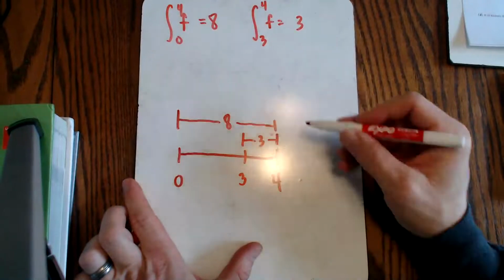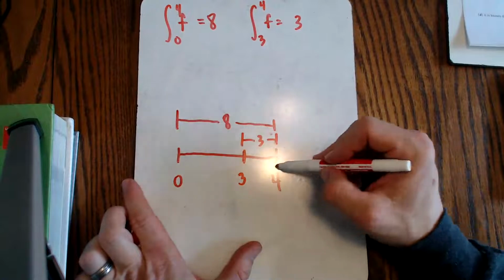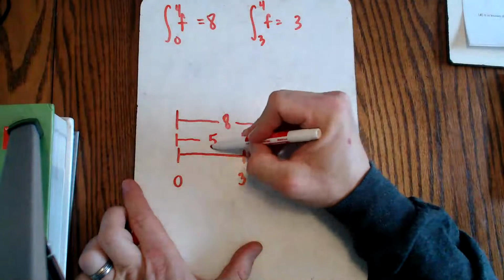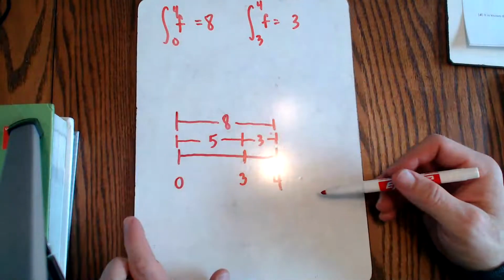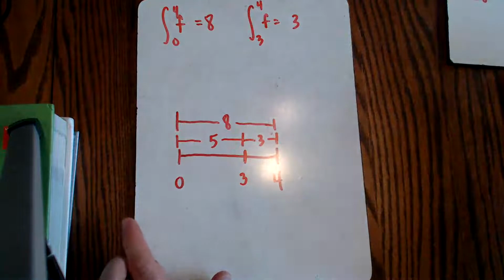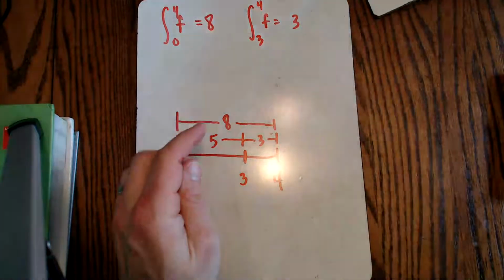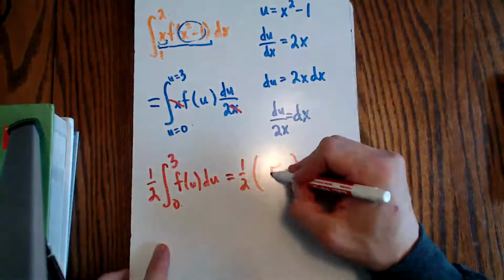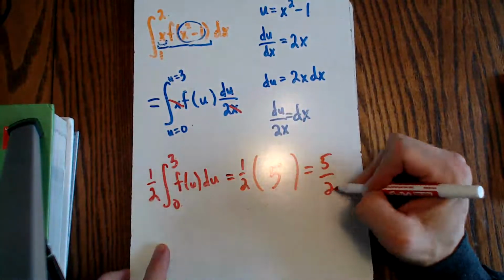And look what I can now infer. If the integral from 3 to 4 was 3 and from 0 to 4 was 8, can't I figure out that the integral from 0 to 3 must be 5? It's the only way. And in fact, now I can drag that back to my problem and I'm pretty much done. So the answer is 1/2 of the integral from 0 to 3 of f, which was 5. So the answer is 5 halves.